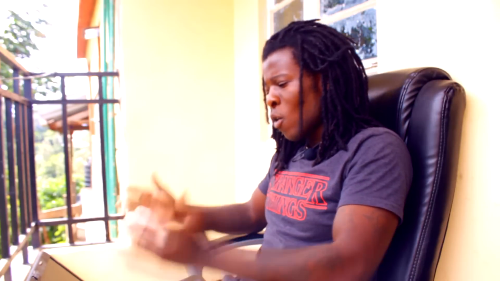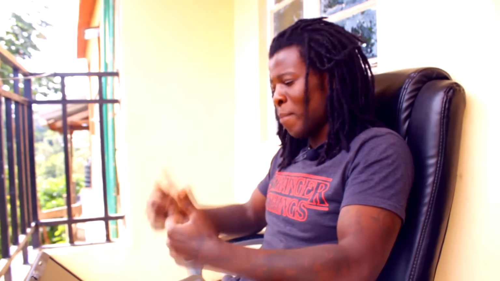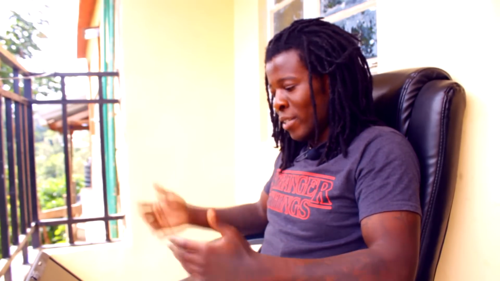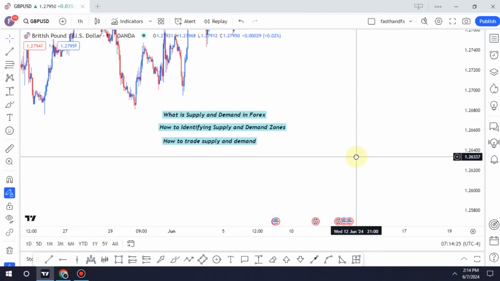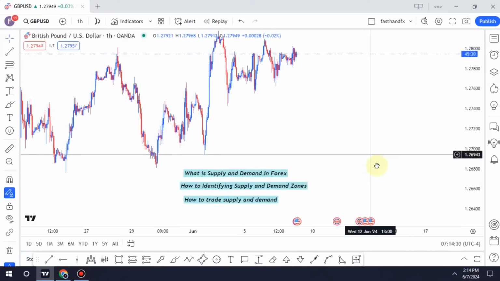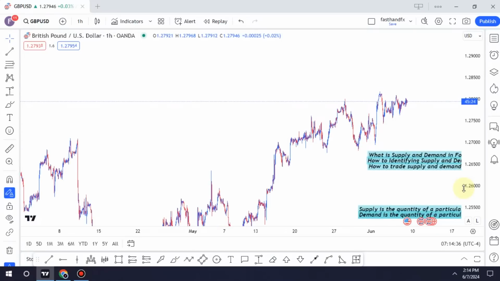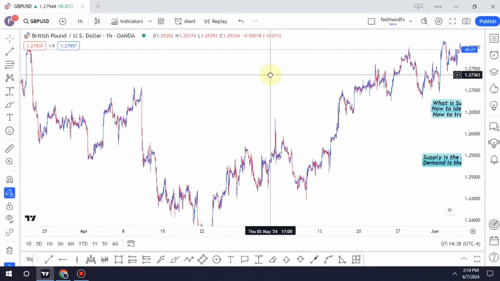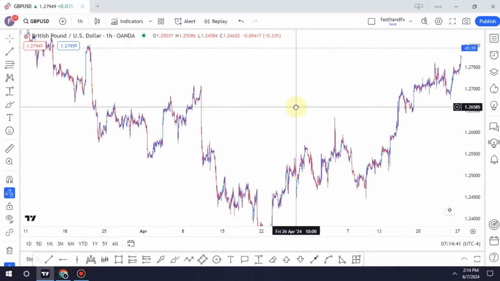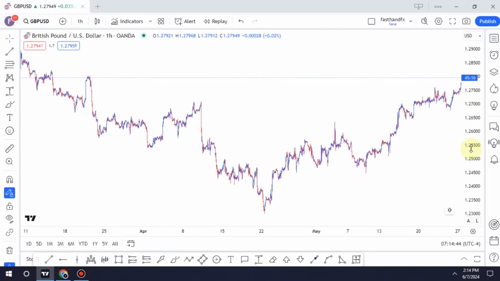So now let's talk about how to identify a supply and a demand zone. Remember we said that supply is the quantity of a particular currency that sellers are willing to sell at a given price. So to identify a supply zone, we go to the market and identify the level where we had major selling pressure. Let me give you this scenario. Come to the market, for example. It doesn't matter what time frame, guys. You come to the market and identify the highest level where we had a selling pressure.